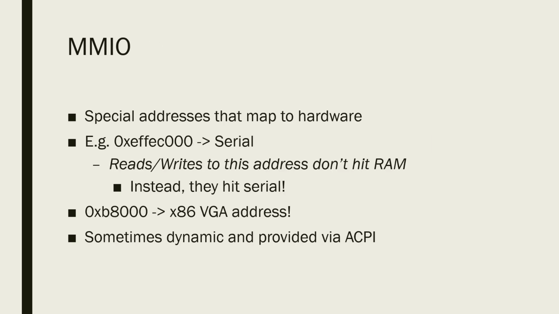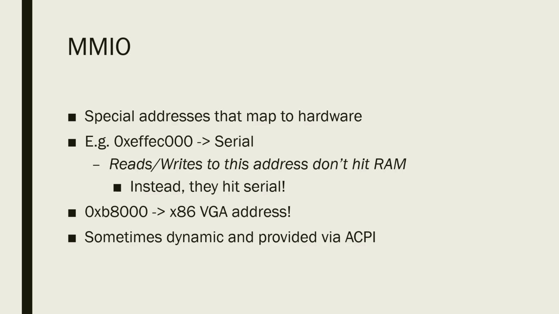There's also special addresses that map to hardware. This is what we call memory mapped I/O. This is because we have other hardware on our systems, right? We have graphics cards, network cards, serial ports, VGA, things like that. And the way we can interact with them, if they support it, is via memory mapped I/O. This means that certain memory addresses won't actually go to memory. They'll go to hardware.